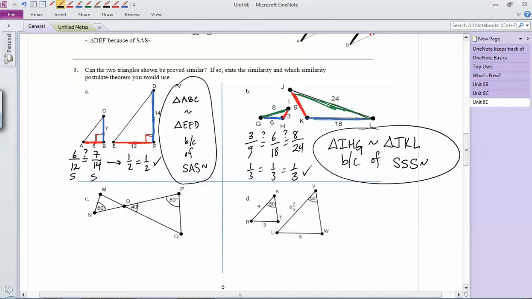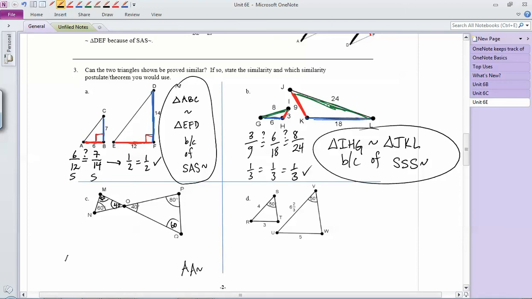Okay. If we look at the next one in C, well, we know that the vertical angle has got to be 40. And if you solve for the missing angle up on top here, you get 80. And then down here, if you solve for this missing angle, you get 60. So all 3 angles match up. So you have AA similarity.